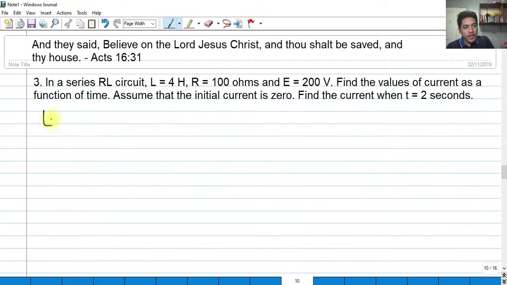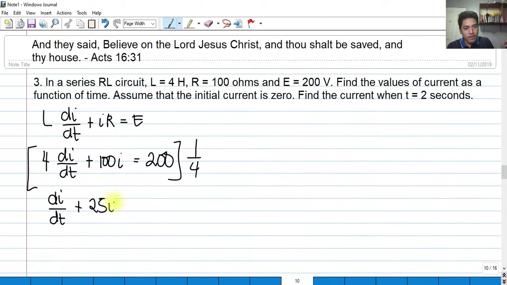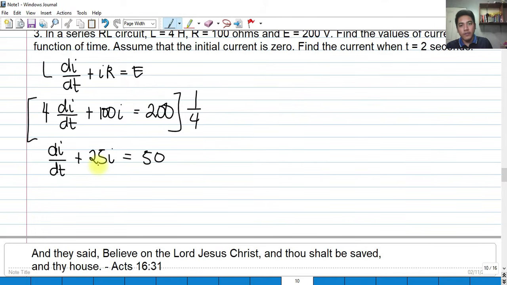So let me just rewrite again the formula: L di/dt plus iR is equal to E. We are given 4 henrys, so we have 4 di/dt plus our resistance 100 multiplied by i is equal to E, which is 200. If I divide both sides of our equation by 4, we have di/dt plus 25i is equal to 50. Okay? And as you can see here, again, we have a linear equation.